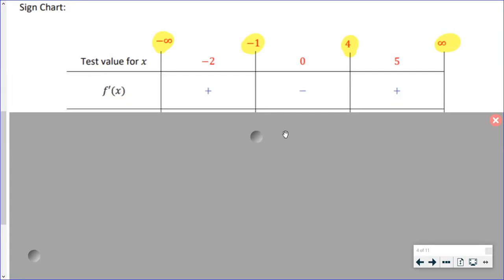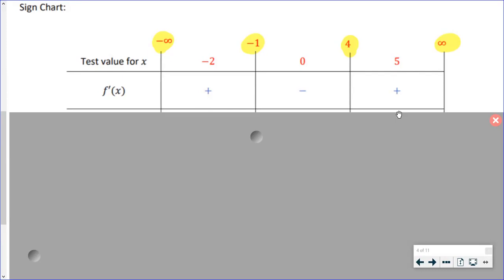But anyway, when I plug these values into the first derivative, this is why it's called the first derivative test. When I plug this value into the first derivative, I'm not concerned about the actual number. I'm just concerned, is the answer going to be positive or negative? So when you plug in -2 into your first derivative equation, you're going to get a positive value. When I plug in 0 into my first derivative, I'm going to have a negative value. And when I plug in +5 into my first derivative equation, I'm going to get a positive value.